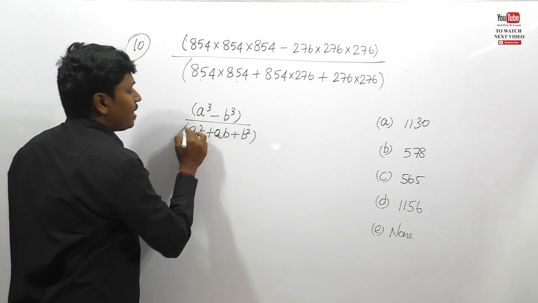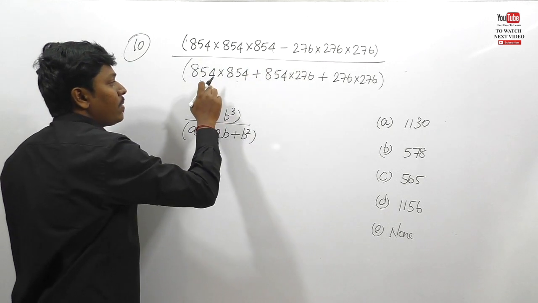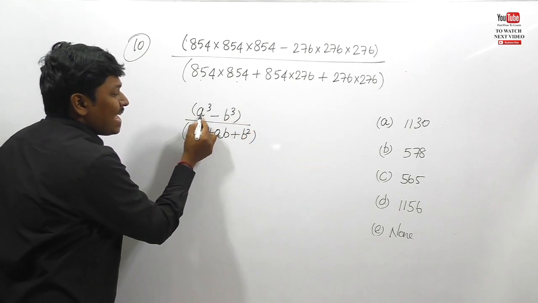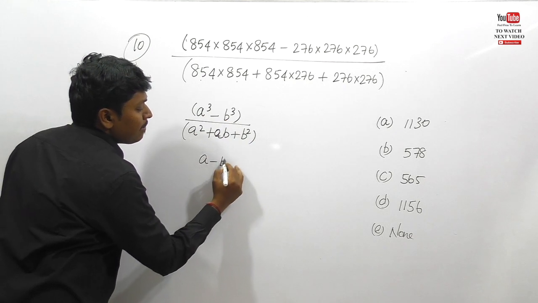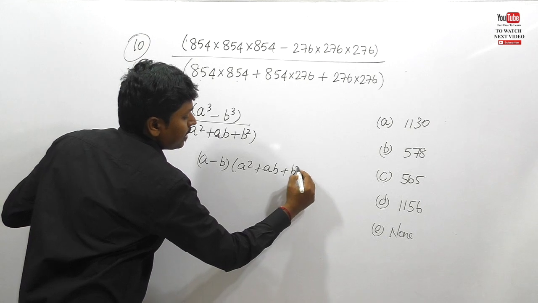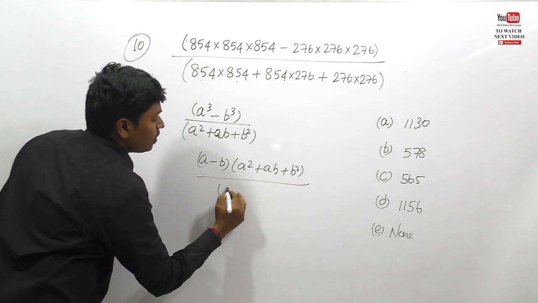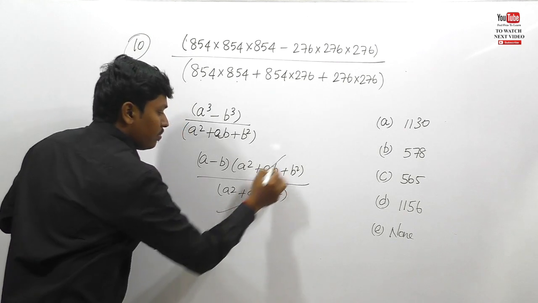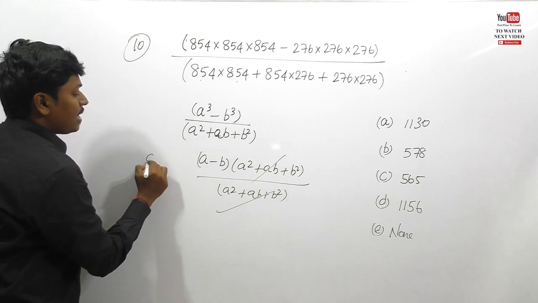So this is the format, right? a cube minus b cube, a square plus ab plus b square. And friends, this numerator a cube minus b cube can be written as (a minus b) into (a square plus ab plus b square), divided by, and we already know that the denominator is a square plus ab plus b square, so we can cancel both the values. So remaining is a minus b.